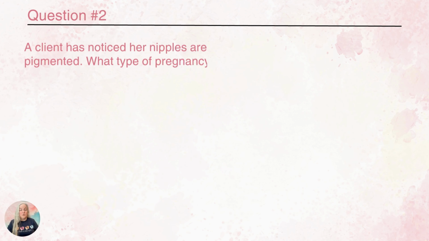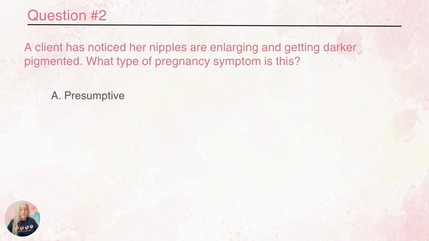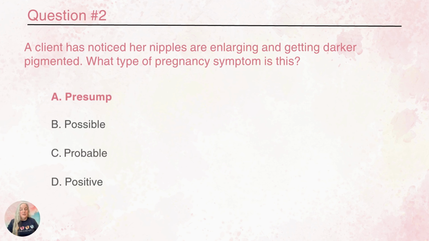Question number 2. A client has noticed her nipples are enlarging and getting darker pigmented. What type of pregnancy symptom is this? A. Presumptive. B. Possible. C. Probable. Or D. Positive. The best choice for this question is A.